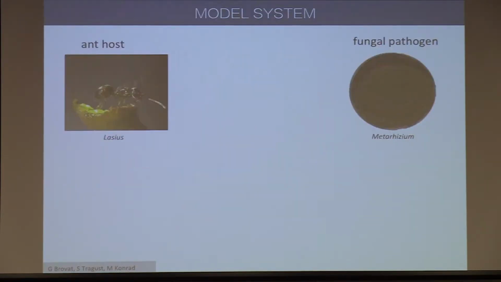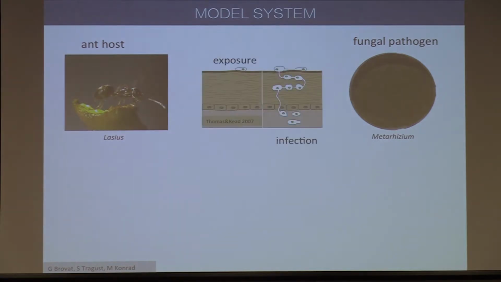So the model system that we use is ant hosts and their fungal pathogens. And this pathogen gives us a lot of experimental opportunities, because we can rear it on agar plates in the laboratory, and then we can harvest these fungal spores. And what happens in nature is that if a spore meets a host, it will attach to the host cuticle. So this is an exposed individual that is contaminated with a spore, but it does not have an infection yet.